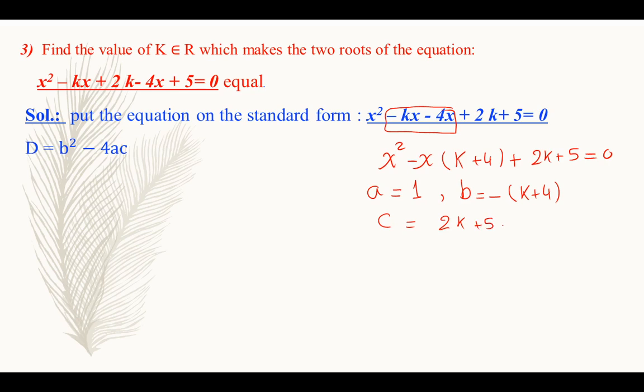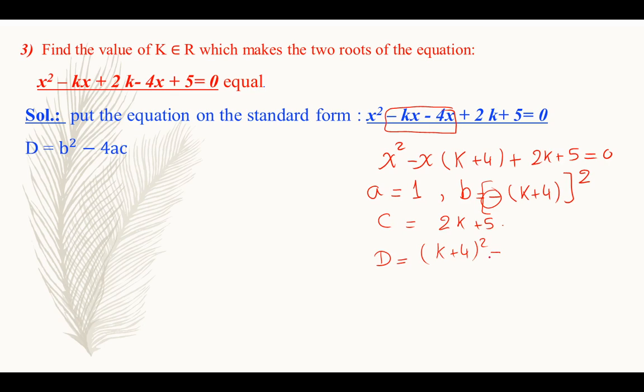The discriminant here is b squared minus 4ac. Let's calculate it together. Discriminant equals b squared. Where is b? b is negative, and we have the bracket k plus 4. If we get b squared, we are going to square negative (k plus 4). The power 2 will cancel the negative, because negative 1 to the power of 2 equals 1, and the result will be (k plus 4) squared.